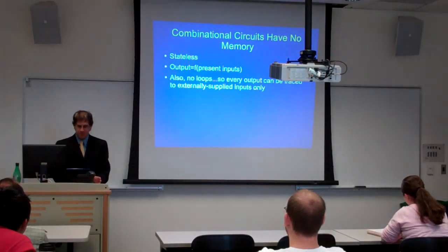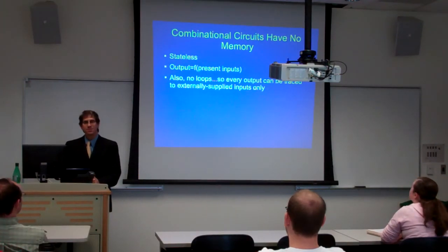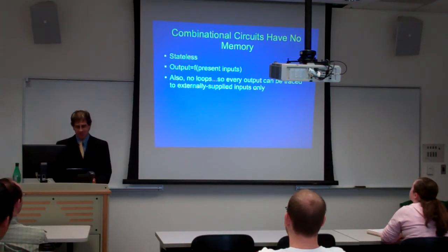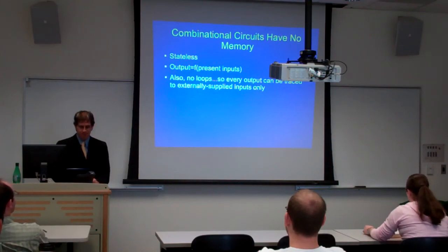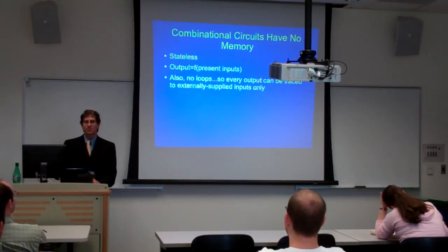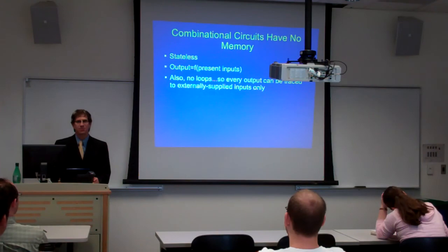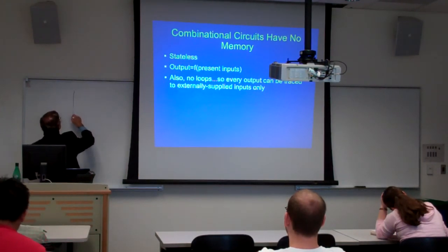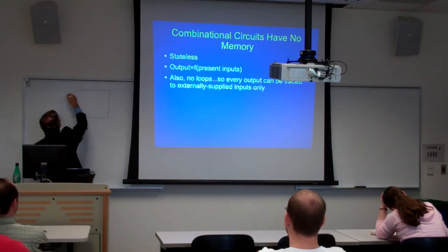Alright, so up to this point we've been talking about combinational circuits. And combinational circuits have a few different characteristics that are similar. The main characteristic is there are no loops in a combinational circuit. You can think of your circuit as sitting inside a box, and you have inputs, and you have outputs.